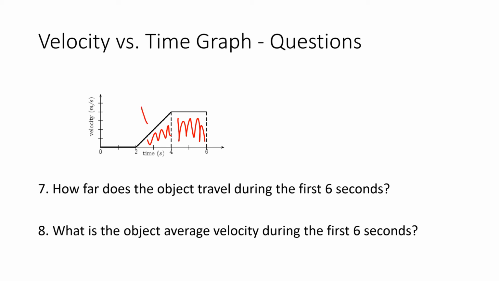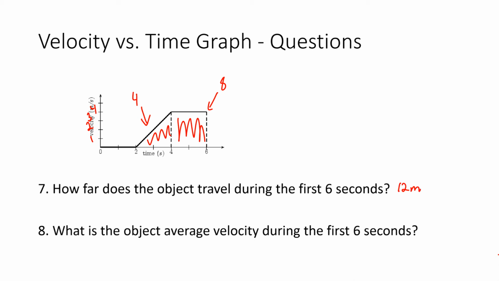So that area is going to be 1, 2, 3, 4. So it'd be a 4 by 2 cube, so from 2 to 4. So it would be 8 divided by 2. That area would be 4. And this area is going to be 4 high times 2 across. So that's going to be 8. So our total displacement, or how far the object traveled, would be 12 meters.